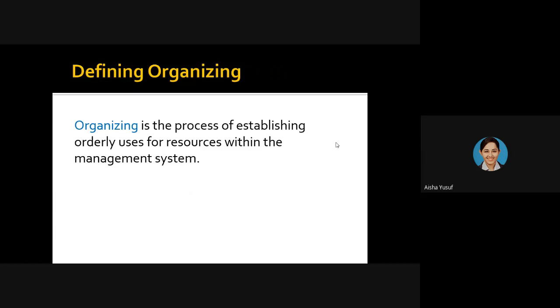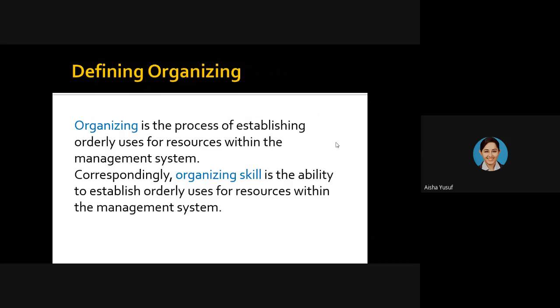Organizing is the process of establishing orderly uses for resources within the management system. Correspondingly, organizing skill is the ability to establish orderly uses for resources within the management system. ये जो चैप्टर हमारा है ये ऑर्गेनाइजिंग पे फोकस करेगा and it will help you develop the target skill for organizing purpose, which is ultimately organizing skill.